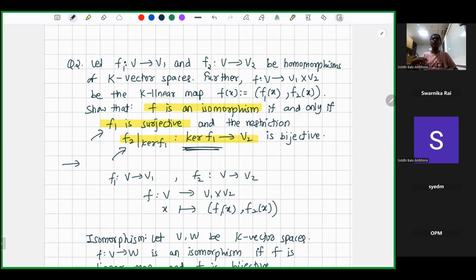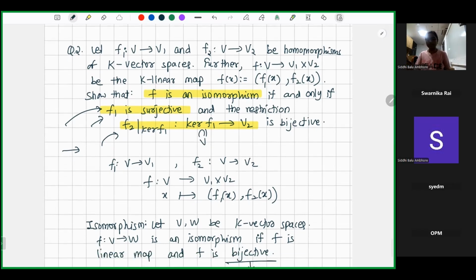Okay, so if you observe, we do not even need F1 to be bijective in order to have F as an isomorphism. F1 being surjective is enough for us. Also, for the F2 case, we only have to check whether it is a bijection on the kernel of F1. This is a subset of V actually. So these are pretty restrictive conditions compared to what we would need to declare that F is an isomorphism. Is that okay?